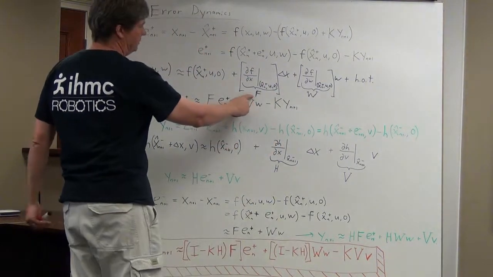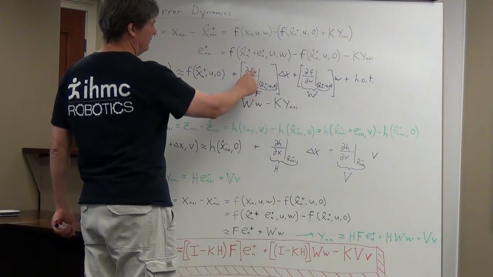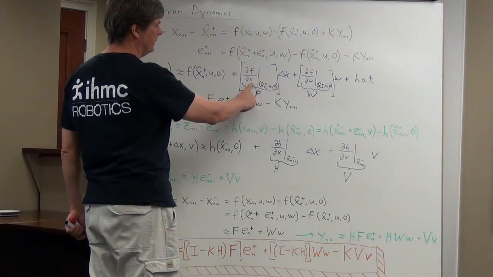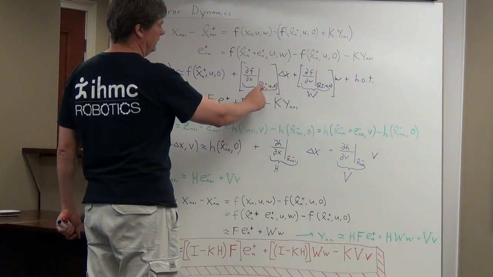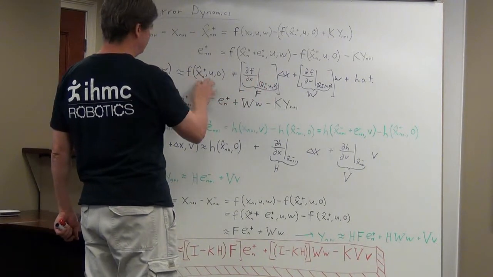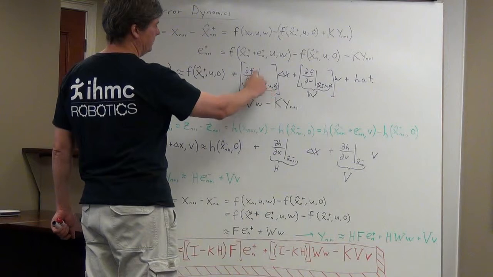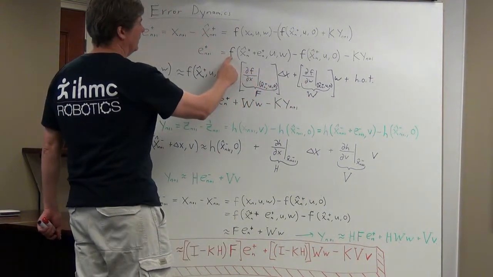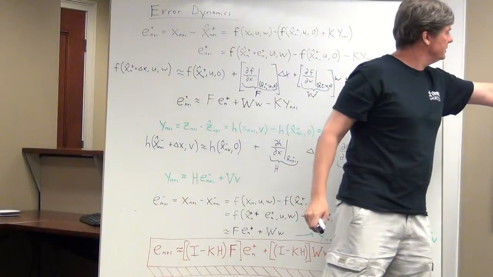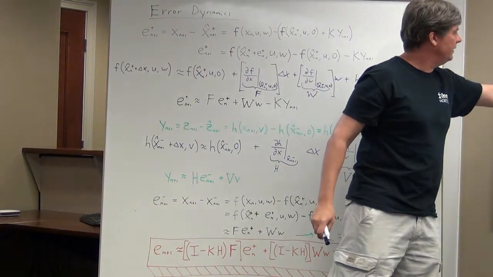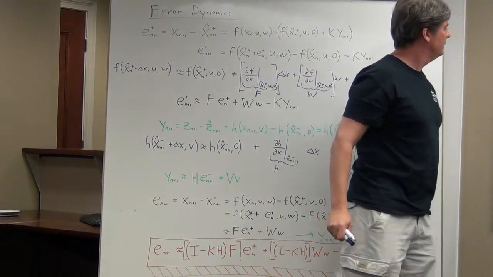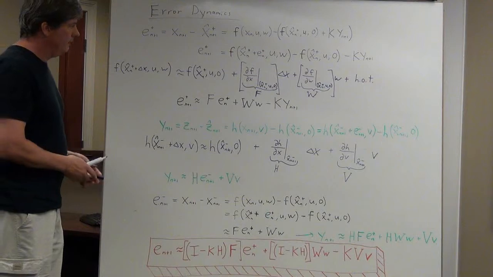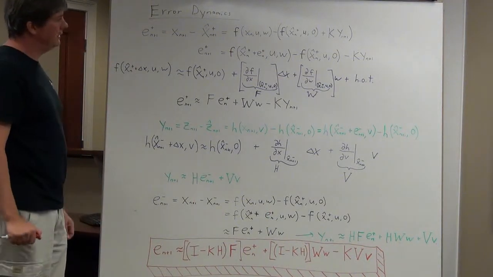So capital F is the derivative of the function little f with respect to x, evaluated at these 3 points. There are 3 inputs. And what's f? f is the dynamics, the forward dynamic equation. So f is a function of x, u, and w. U is your control input, w is error, x is your current state. Does that make sense? Yeah.